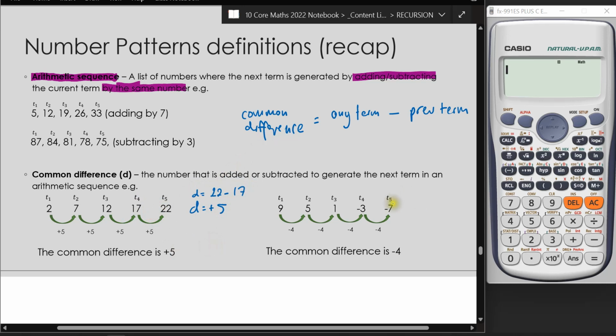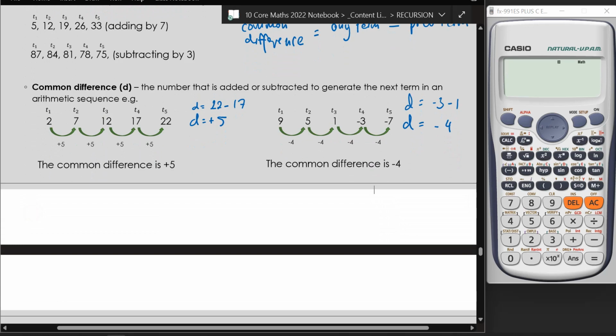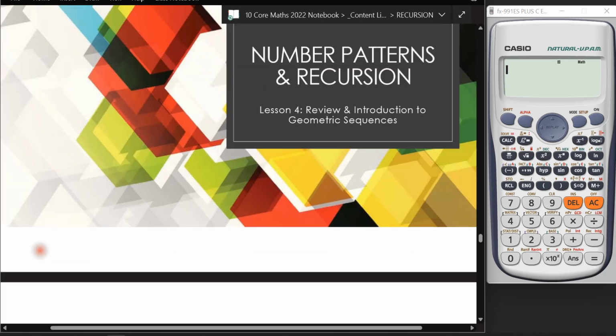You can do the same here with negative. So I might go T4, which is negative 3, take away T3, which is 1. So negative 3 minus 1 equals negative 4. So the common difference is negative 4. All right, so that's with our arithmetic sequences.